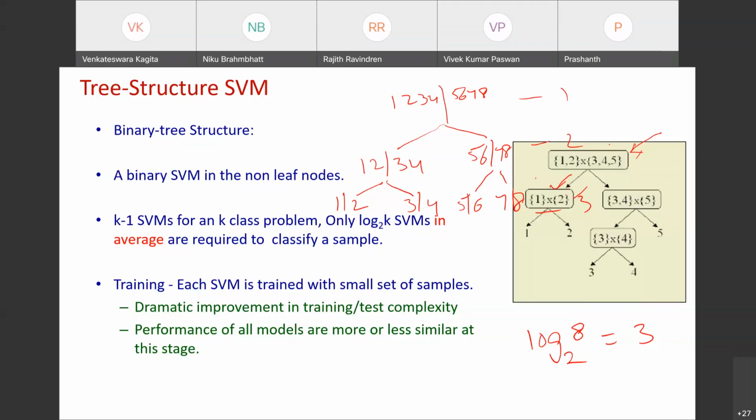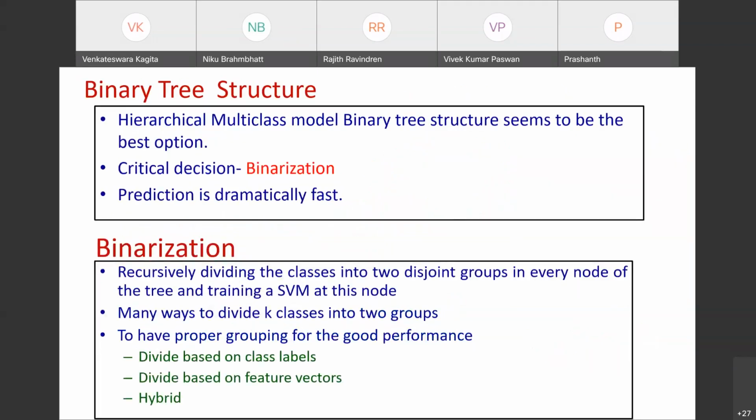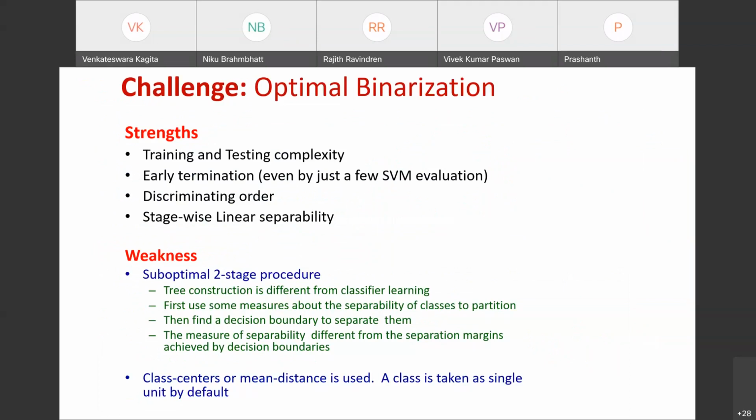One more doubt, sir. Here we are doing a class grouping of our class levels, then we are using it for testing, and it's a kind of two-level, multi-level classification. Yes, it is two level. That is actually the disadvantage, the weakness of this. It is a suboptimal two-stage procedure. The tree construction is different from the classifier learning. First, we use some measures of separability to group them, then we find the decision boundary to separate them. So the measure of separability is different from the separation of margins. That's actually the weakness of this.